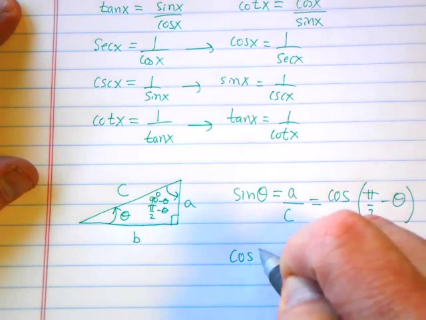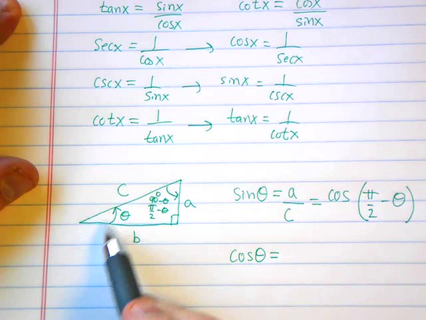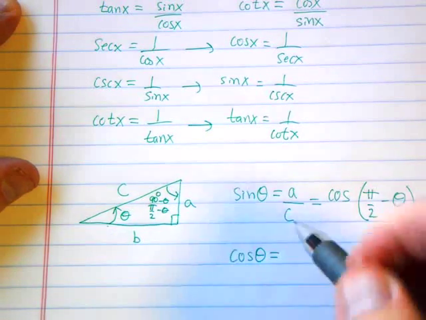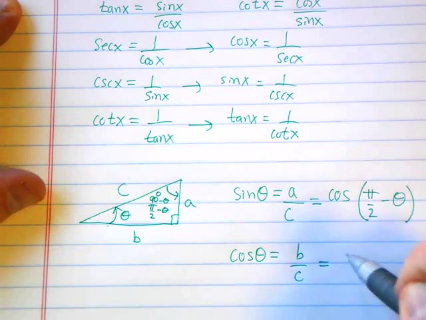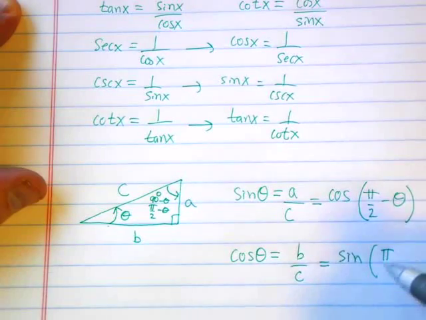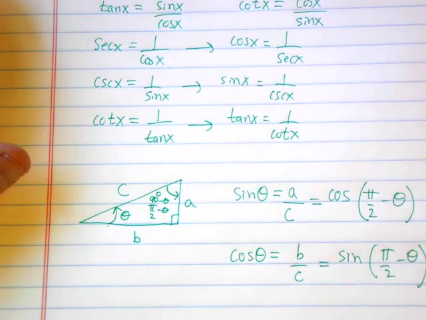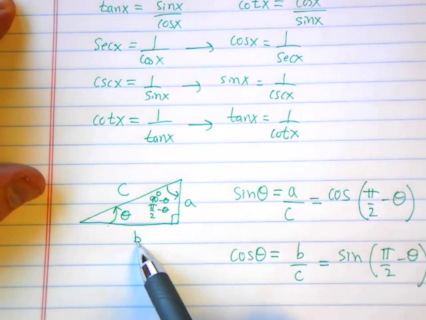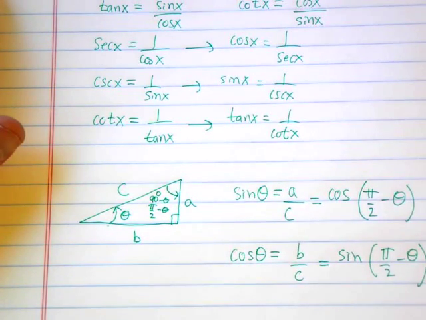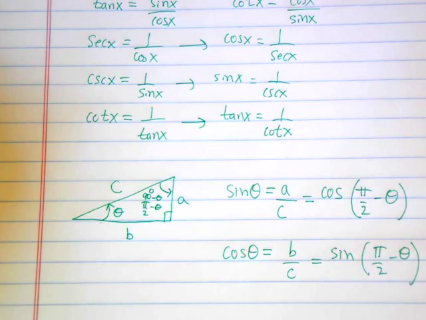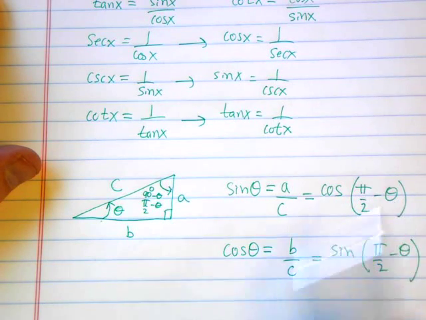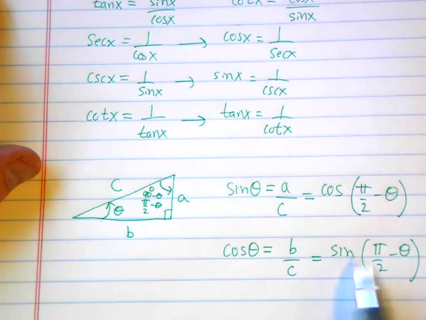I could say cosine of theta is, what would the cosine of this angle theta be? B over C. That happens to be exactly the same as sine of pi over 2 minus theta. Because again, pi over 2 minus theta would be this angle up here. Its opposite would be B. Hypotenuse would still be C. Okay, so there's two more identities. Sine of theta is exactly the same as cosine of pi over 2 minus theta. And conversely, cosine of theta is sine of pi over 2 minus theta.